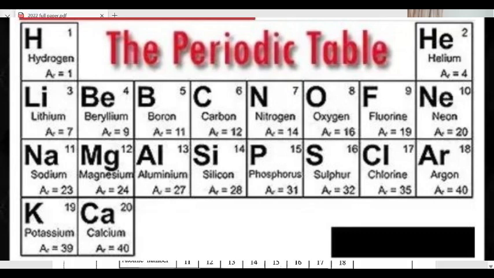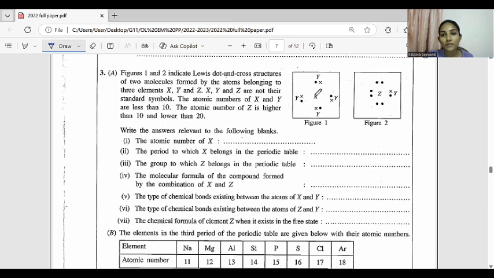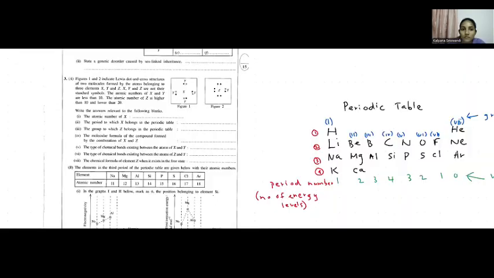Question number 3 is based on the periodic table. We want to identify X, Y, Z prior to doing this question. So let's see. We want to draw the periodic table before starting to write answers for this question.